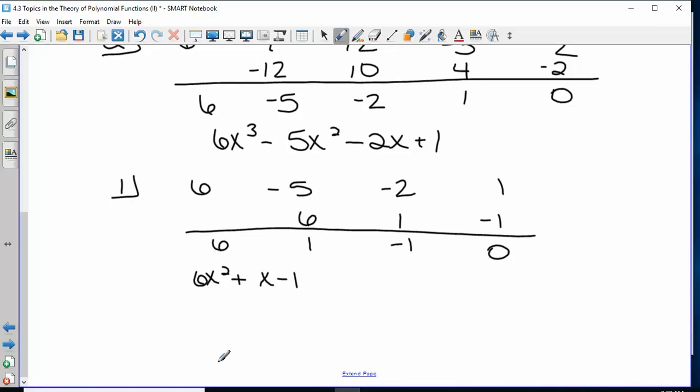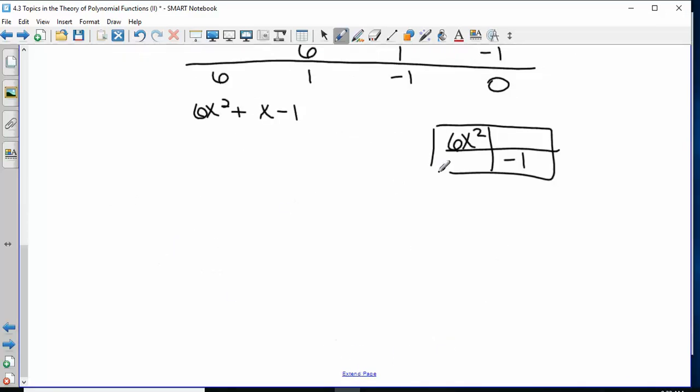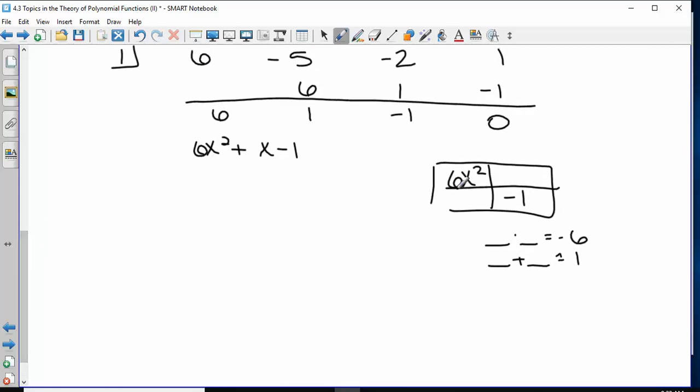Alright, can we use that? Yeah, now we can do box method. So those multiply to -6 and add to +1. -2 and +3. Oh, yeah.